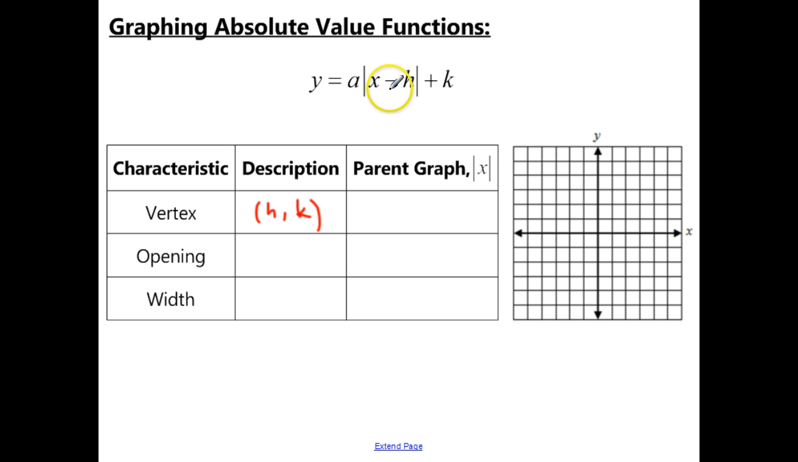So by default, h will be a negative number. So if you see minus h, h is actually going to be a positive number. And then if you see x plus h, that h is actually a negative coordinate point. And then for k, because it's by default a plus sign, this one just follows. If it's plus k, then it's going to be a positive k coordinate. If it's minus k, it's a negative k coordinate. So make sure you pay attention to that.